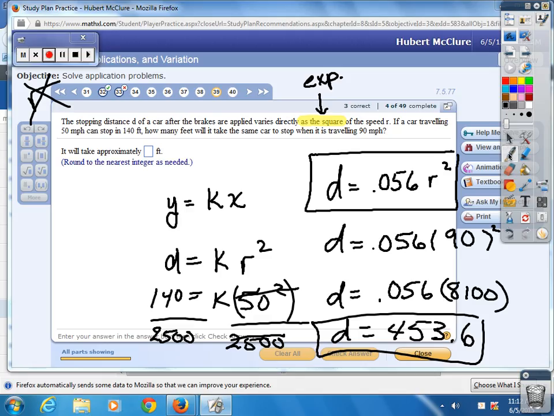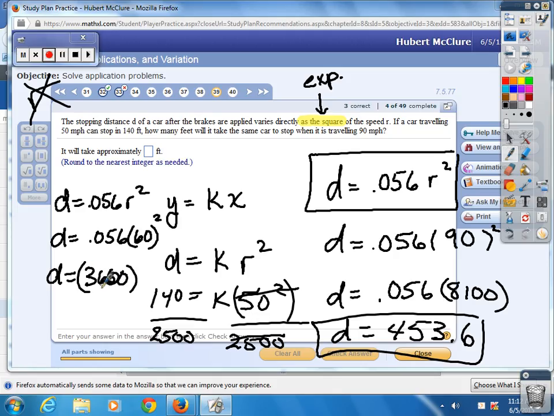All right, so let's do one more with this formula. D is equal to 0.056 R squared. And let's see about the caveman going 60 miles per hour in the school zone. So that's 3,600 times 5%. I'm not doing it in my head. 5% is 360. It's going to be 180 to 200 feet. 201. That's good enough. It takes you 200 feet to stop in the school zone if you're going 60 miles an hour.